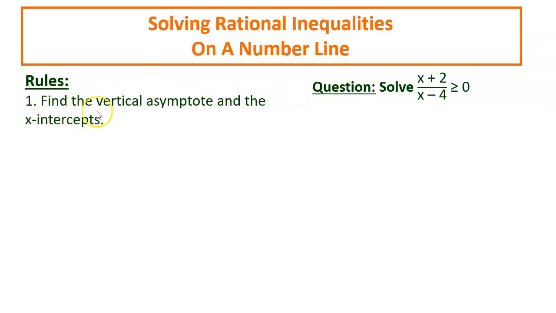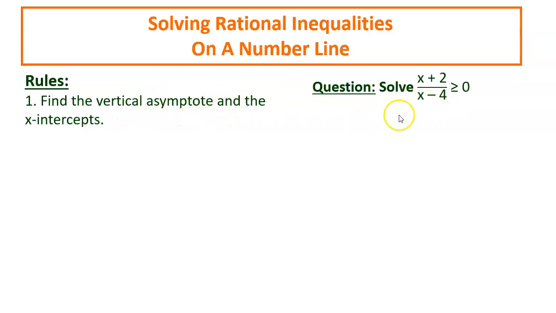The first rule says find the vertical asymptote and the x-intercepts. Now the vertical asymptote is that value of x which the function cannot have as its input. Again, I am sorry I have used this word function, but stating it in a simple form, you cannot have that value of x. If you have a particular value of x which you cannot take, that value of x will be the vertical asymptote.